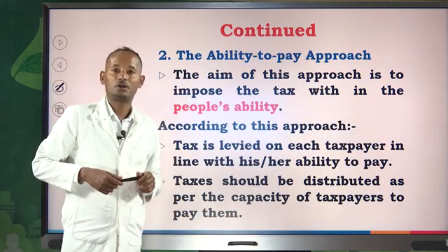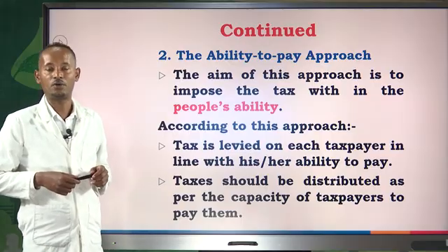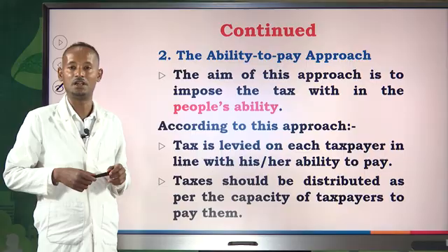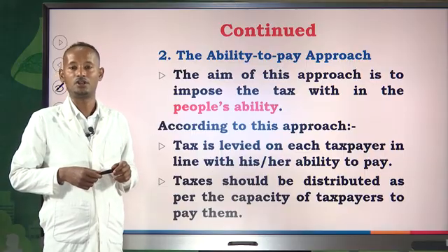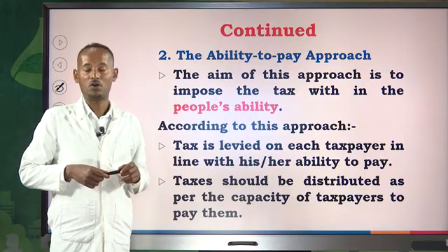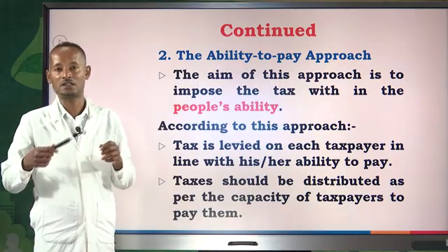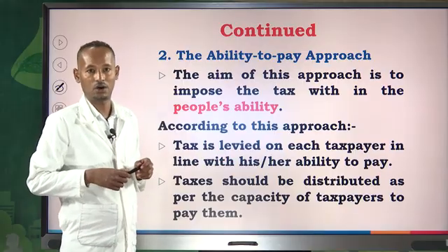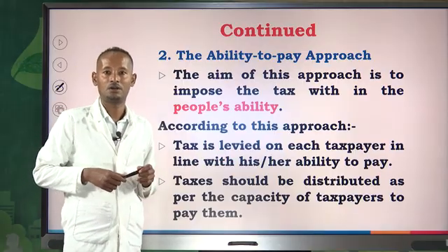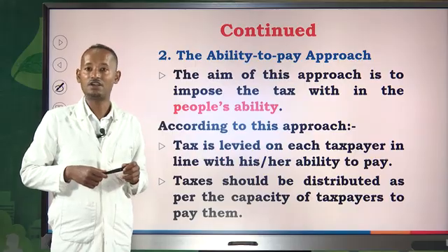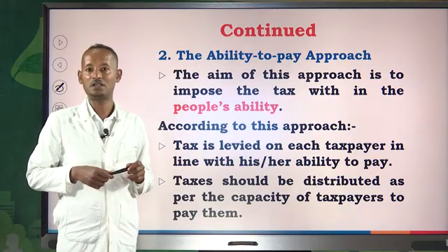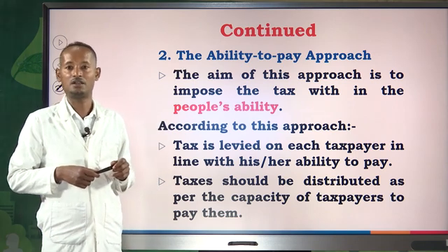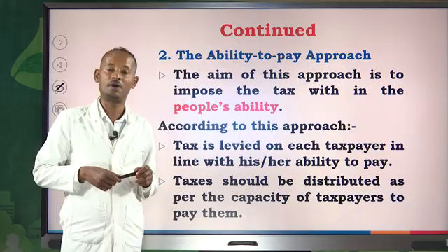The second approach of tax equity is the ability to pay approach, and the aim of this approach is to impose the tax within the people's ability. According to this approach, those people who can pay more taxes will pay more taxes, and those people who cannot pay more will pay less taxes, according to their ability to pay. Tax is levied on each taxpayer in line with his or her ability to pay. Taxes should be distributed as per the capacity of the taxpayers to pay them.